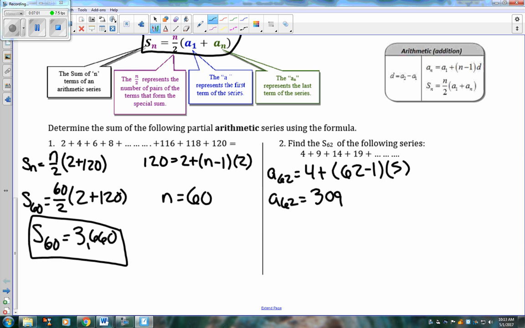So now you can do the formula. Try using the sum formula. It's 62 minus 1 times 5 plus 4. So try the formula. Are you talking about the sum formula? Yes, just check.